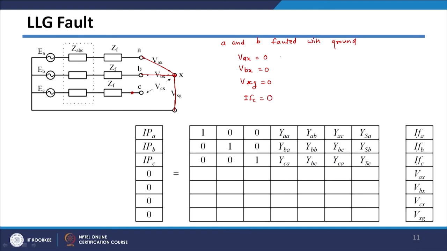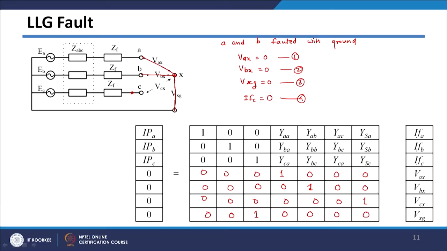So the first equation says VAX is equal to 0. So VAX comes somewhere here. The second equation says VBX is equal to 0. So VBX will come somewhere here. 1 will be here. VXG is equal to 0, so this will be 1 and all others are 0. And IFC is equal to 0, so there will be 1 here and all other entries are 0.